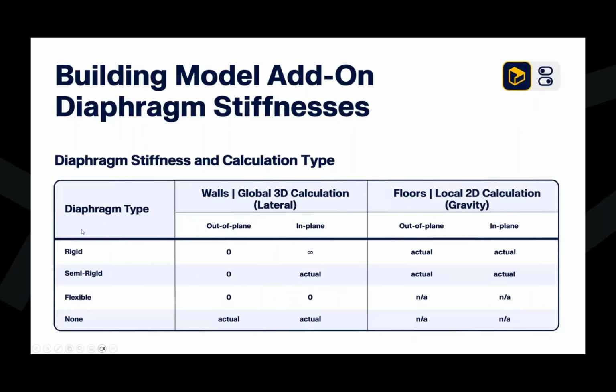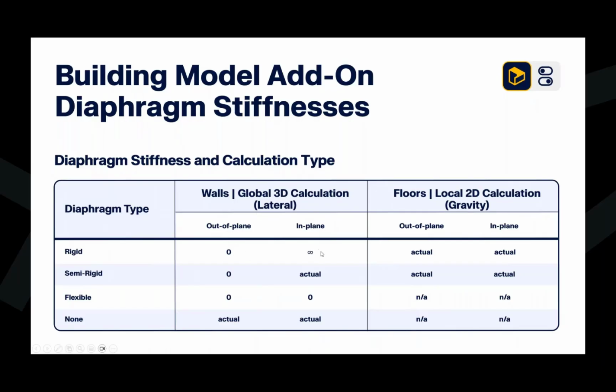When we have defined these different stories and specified a rigid or semi-rigid diaphragm that you see here, we actually separate out the analysis into two separate calculations, the gravity versus the lateral. With this, we will extract out the floor elements and only apply those gravity loads. And as far as the stiffness, we'll actually use the true stiffness of the material, of the thickness that's been defined for that floor.